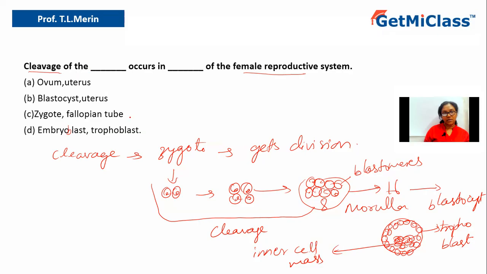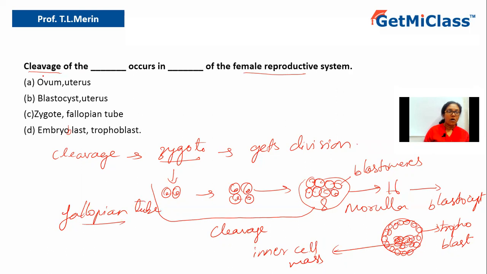Now, what undergoes cleavage? The zygote undergoes cleavage, and this all happens in the fallopian tube. So the cleavage begins in the fallopian tube itself, or you can say the oviduct.